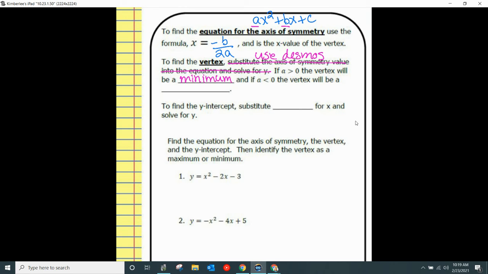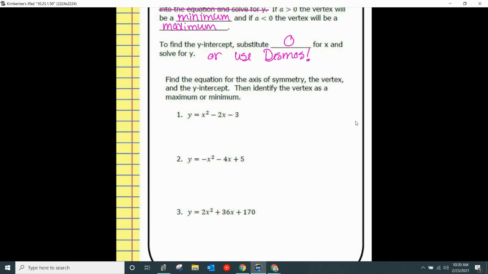And if it's less than 0, then it tips the thing over and it becomes a maximum, which you'll see in some examples. To find the y-intercept, you could substitute in 0 for x and solve for y. But again, you could just use Desmos, which is what I suggest that you do. So let's look at a couple of examples here, and then I'm going to let you work a couple of examples.